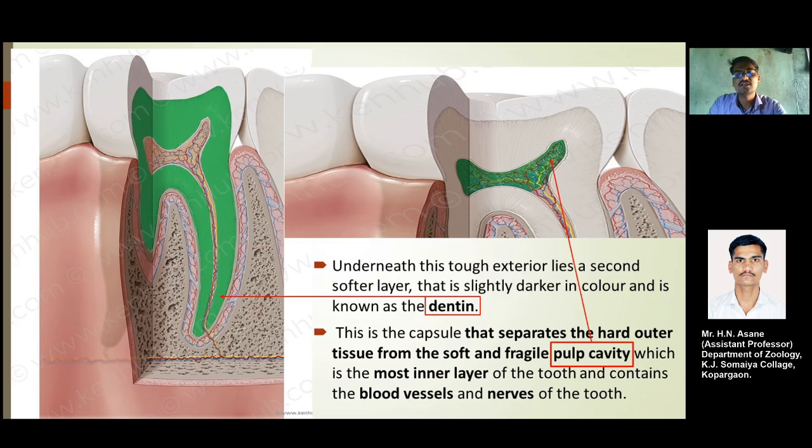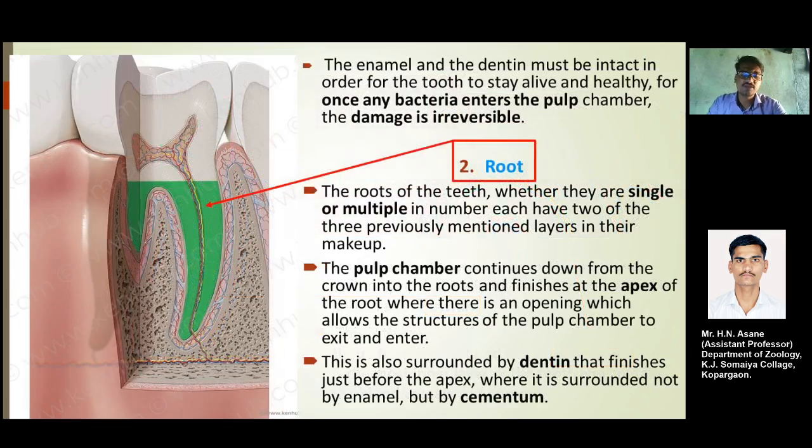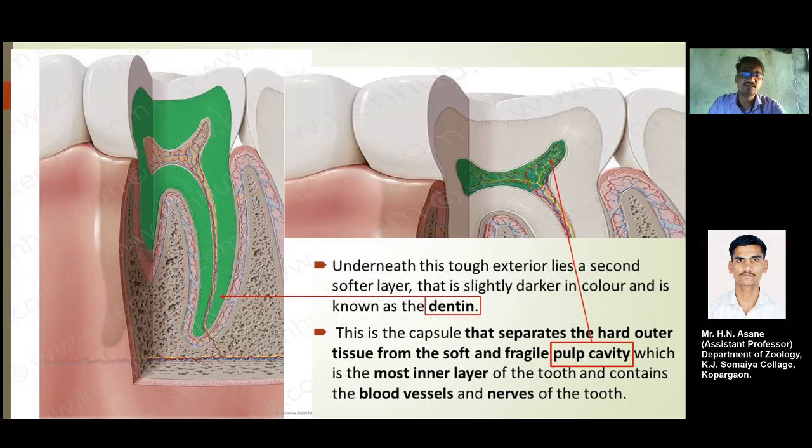As you can see, the pulp cavity is highlighted in the above picture in green color. Okay, so it is the innermost layer of the tooth and contains the blood vessels and the nerves of the tooth. Okay, so as you can see in the picture, there are some pulp cavities.